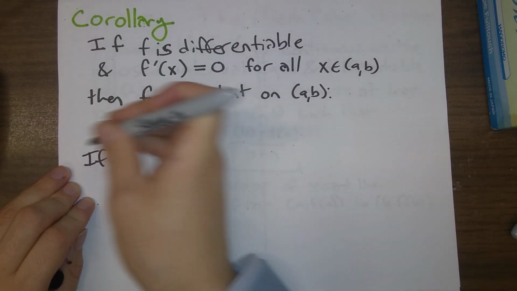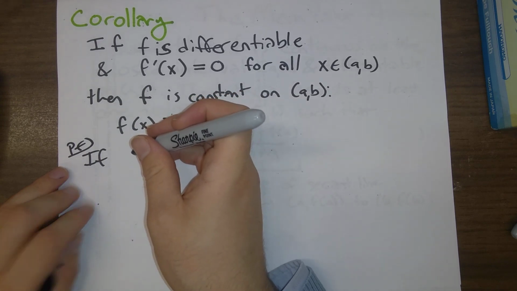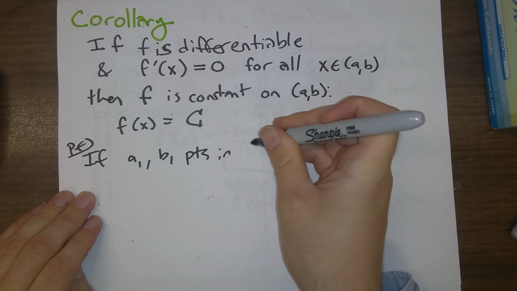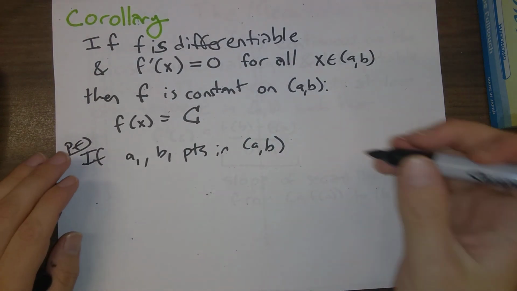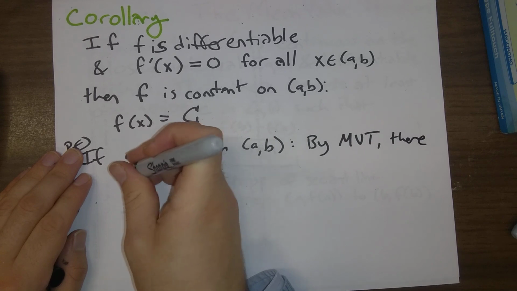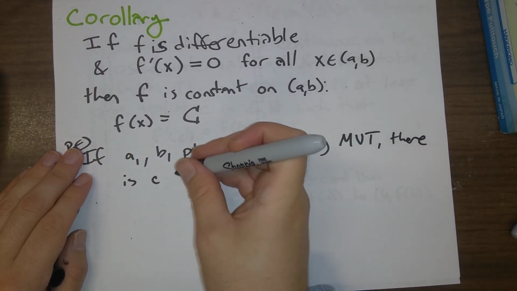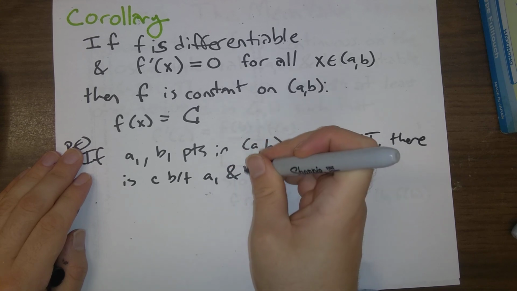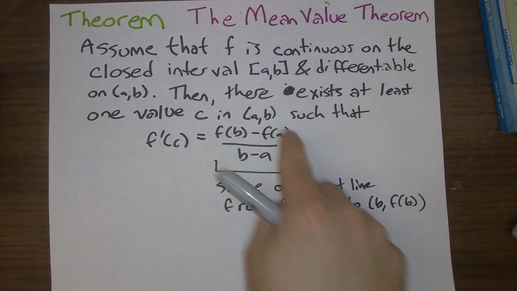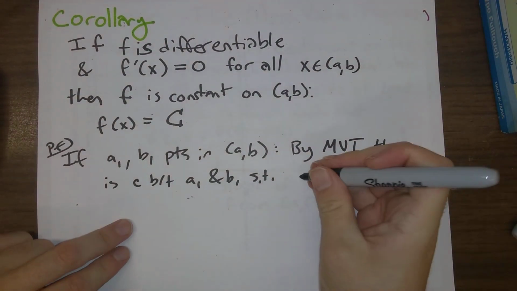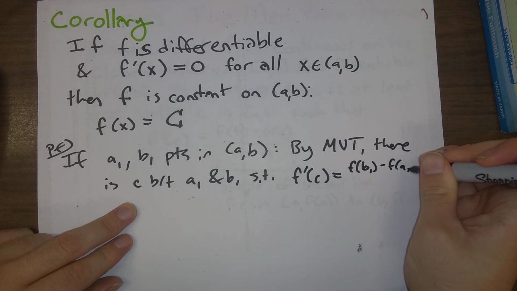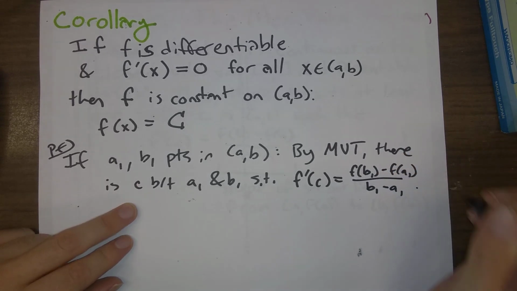So for a proof, if we take a1 and b1 as points in the interval a to b, just pick them to be different, by the mean value theorem, there is some point c between a1 and b1 such that, let's remember what the mean value theorem says, f prime of c is equal to f of b1 minus f of a1 over b1 minus a1.